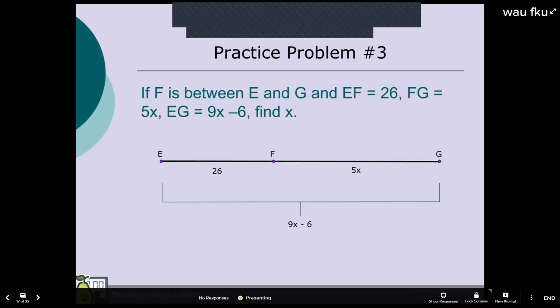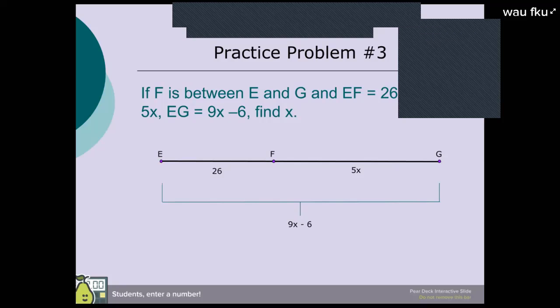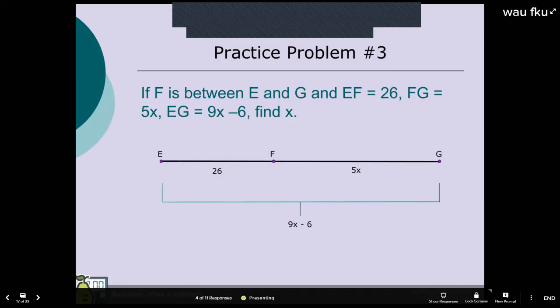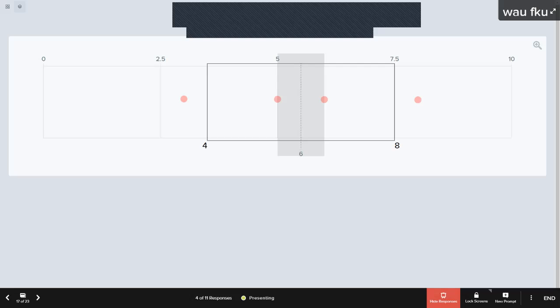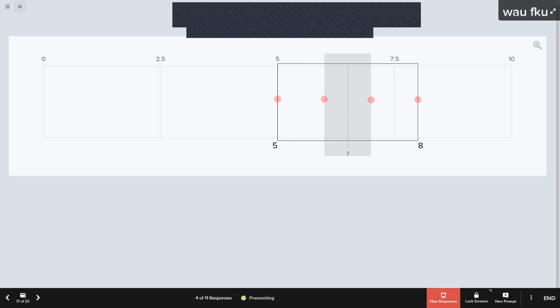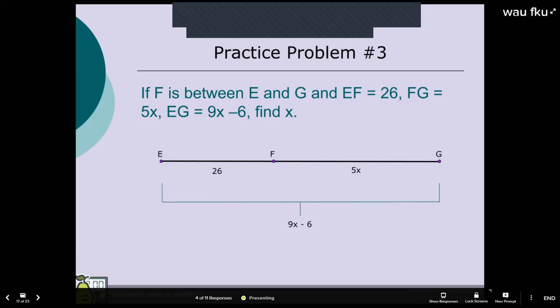All right, let's try this one. If F is between E and G, and EF is 26, and FG equals 5x, EG equals 9x minus 6, find x. So this time you're just finding x. All right, let's see what we got. We have a wide spread of answers. We got a 5, that's probably a 7, maybe 3. And maybe a 9, because it says it's an 8. Okay, that's an 8. I don't know. All right, so there definitely is not a consensus on this one. So let's take a look.